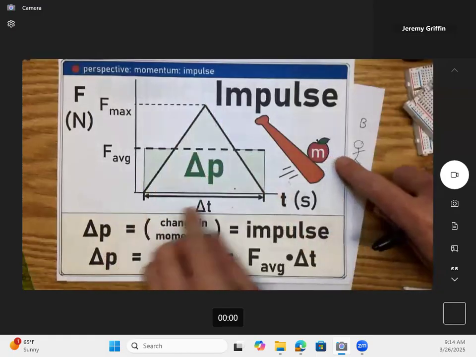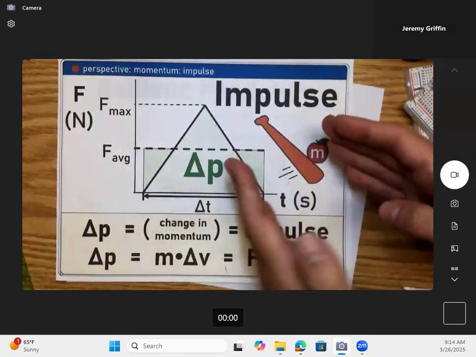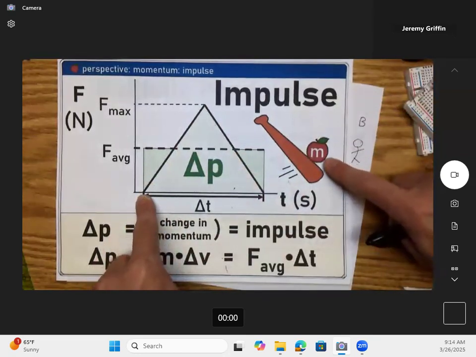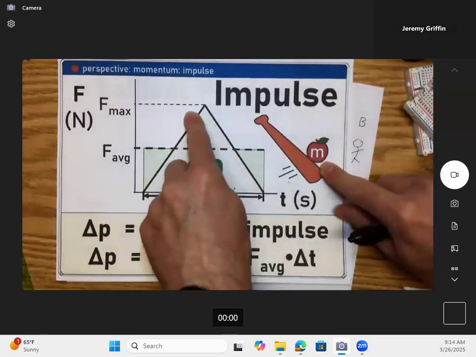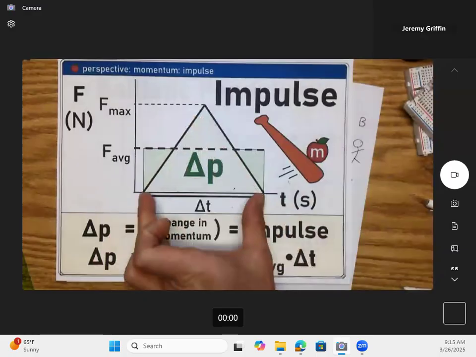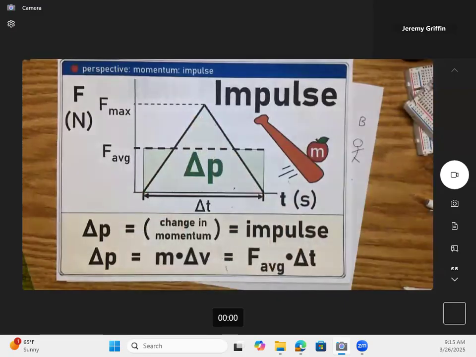And the idea is like this. If a bat hits a ball, and you're just focused on the ball, maybe this could be a graph that just focuses on the forces on the ball. Then the bat makes contact with the ball and pushes against the ball, and the ball starts to reverse direction, and then the ball leaves the bat here. And this whole time interval might be like a hundredth of a second or some tiny fraction of a second.